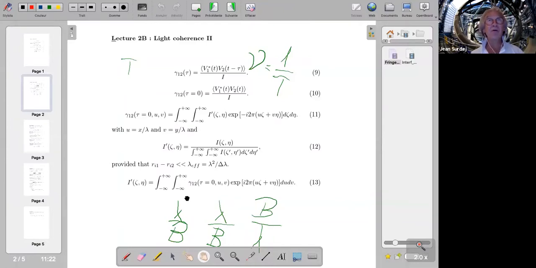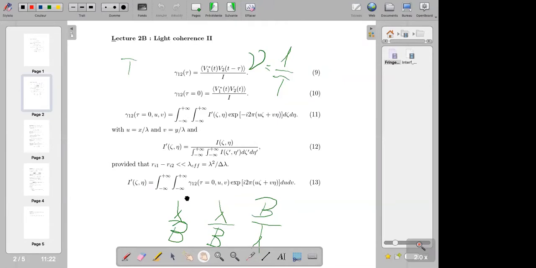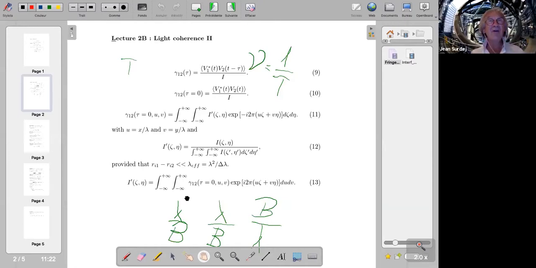So the number of independent interferometers is the number of combinations of pairs of telescopes among 60 apertures. So it is 60 times 59 divided by 2. So 30 times 59, it's about 1,800 measurements in 1 minute. So then you get a very good coverage of the UV plane, and you are able directly to get model independent images.